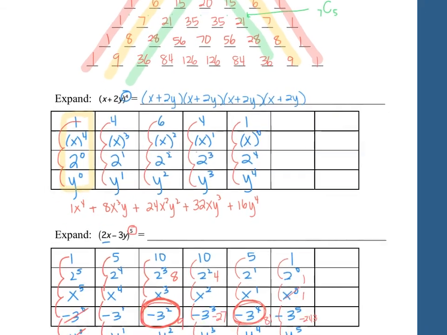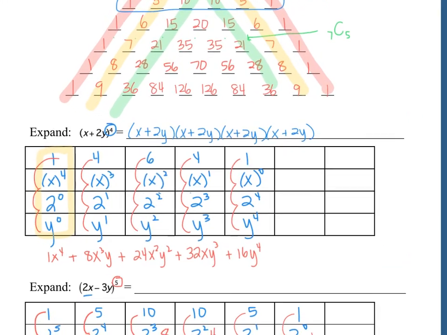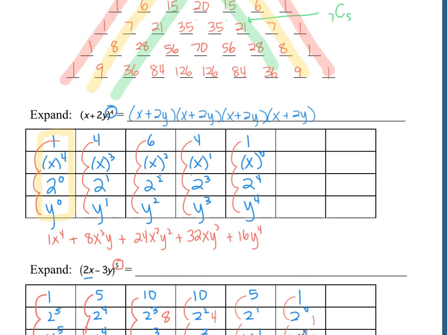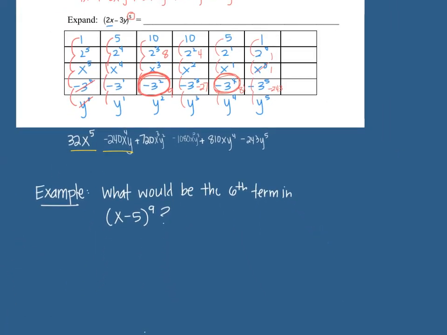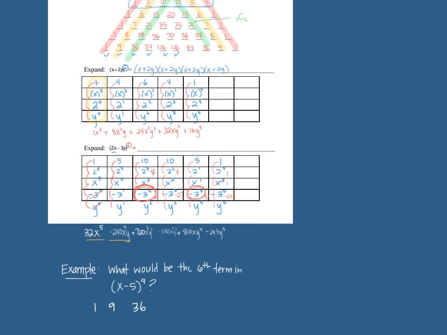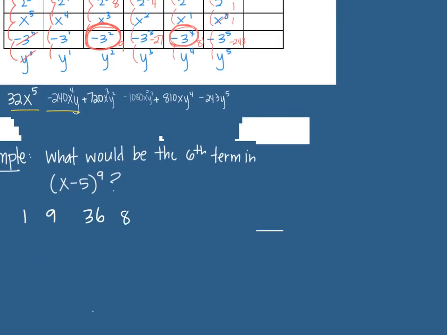So it's the 9th row that we need. Of the 9th row, we need the number that would make the 6th column in our chart. So if I just kind of count them out here, 1, 2, 3, okay, so 126. So maybe you want to write those. It would be 1, 9, 36, 84, 126, and then 126 again. So it's going to be whatever's in this column right here to find the 6th term.